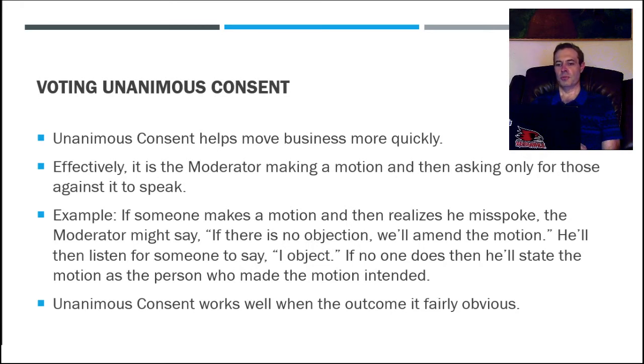Then we look at voting by unanimous consent. Unanimous consent helps to move business more quickly. There are some things where it's just more effective for the moderator to suggest something and then say, if no one objects, then we'll do that. It's usually going to be minor things. It should be minor things, not something that people would have a big objection to.